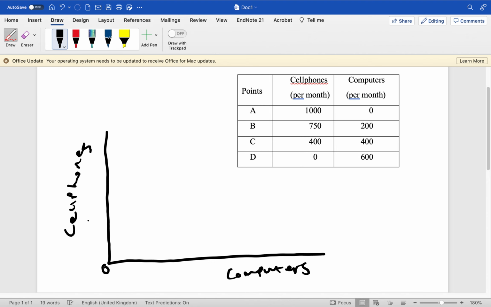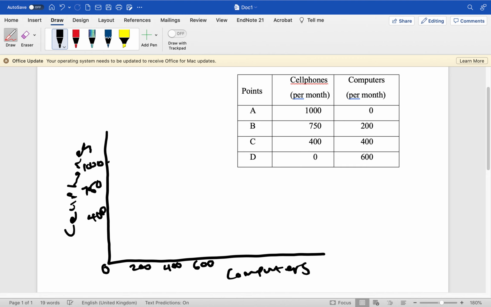We have 400 cell phones that we can possibly produce in this economy, and we have 750 cell phones and 1,000 cell phones. And then on the horizontal axis, we have 200 computers, 400 computers, and 600 computers.